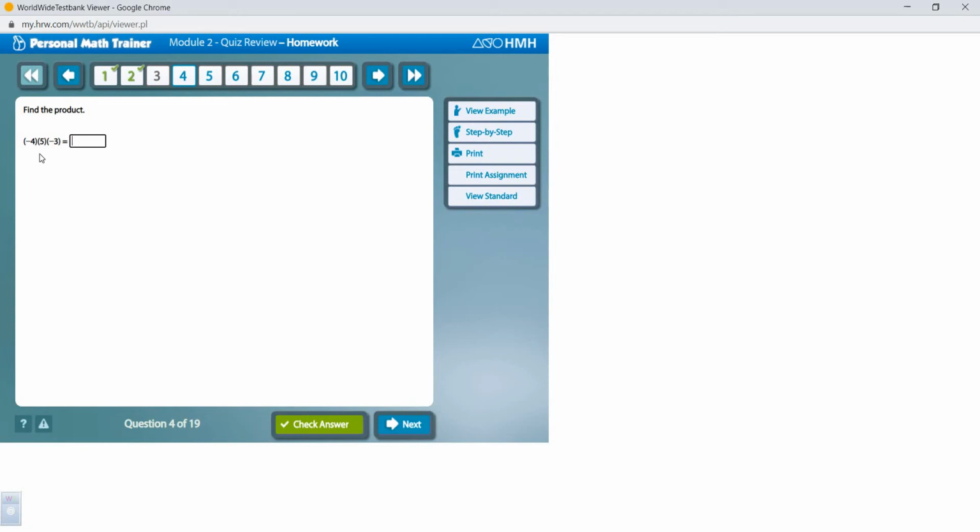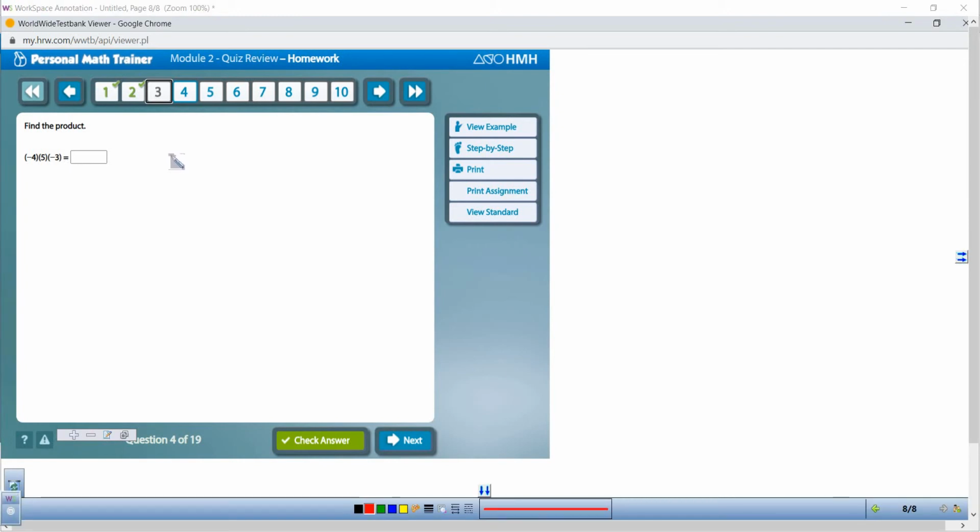Now we got 3 numbers instead of just 2 numbers. Why didn't I get a check mark on that previous one? I thought, is this problem number 4 or is this problem number 3? Problem number 3. All right. Negative 4 times 5 times negative 3. So what do we do when there are 3 numbers? Let me write it over here. Negative 4 times 5 times negative 3.